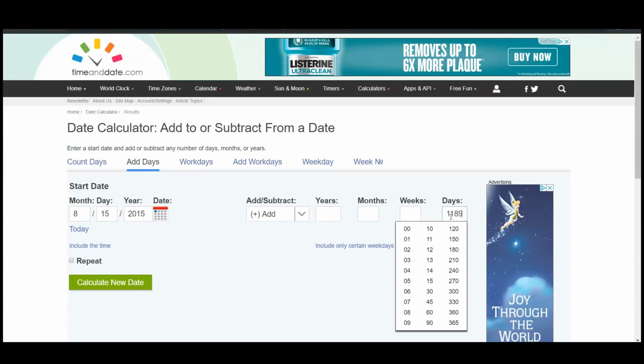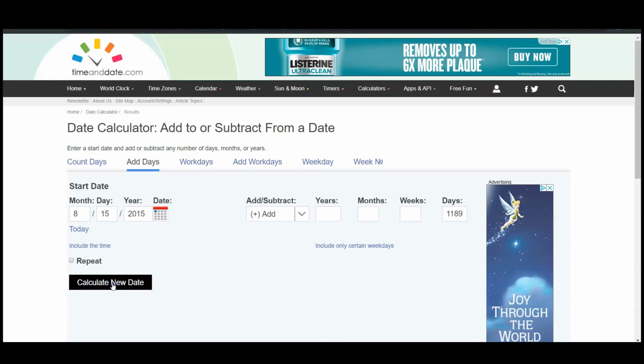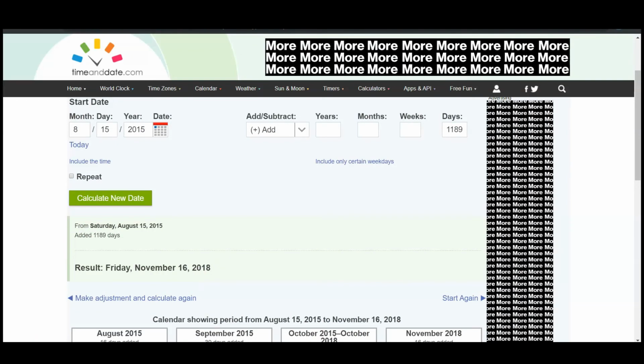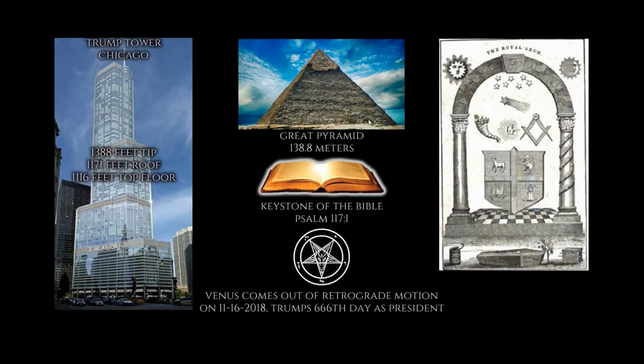If we add 1189 days to the last completed pentagram for the 1189 chapters in the Bible, that gets us to November 16th, 2018. And November 16th, 2018 was Donald Trump's 666th day as president. And that was also a day that Venus came out of retrograde motion. And what's interesting about this 11/16 date, being the 666th day, it's also encoded into the Trump Tower in Chicago.